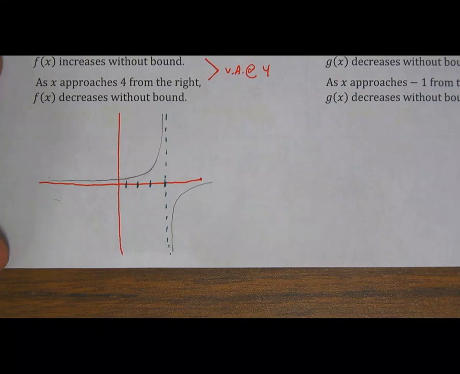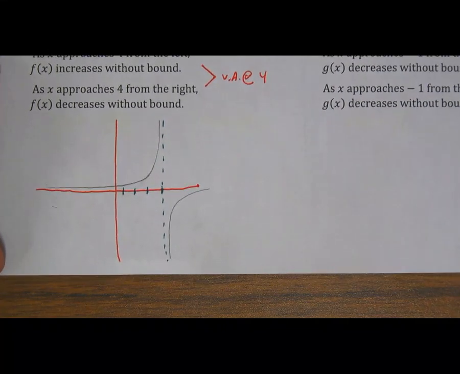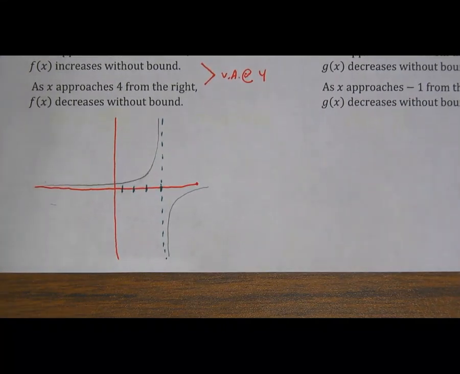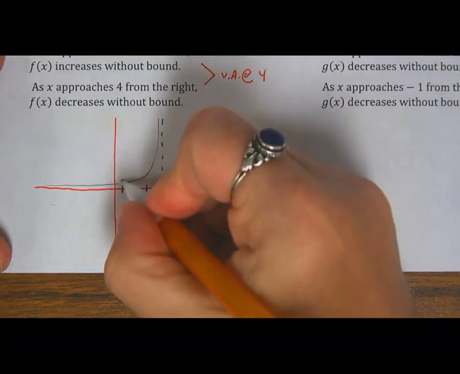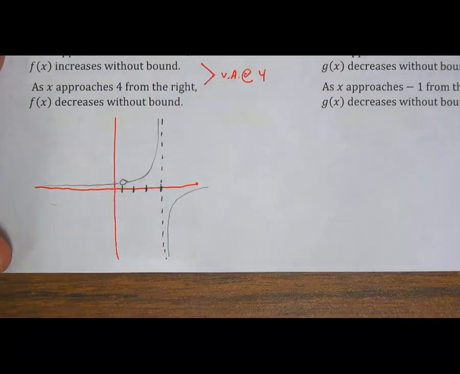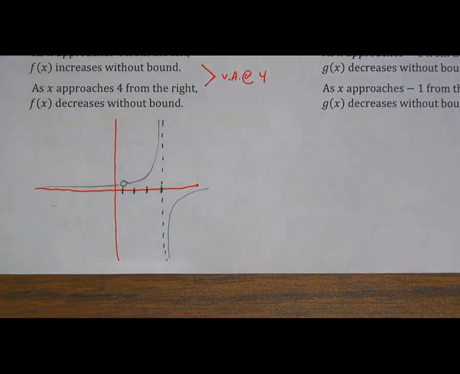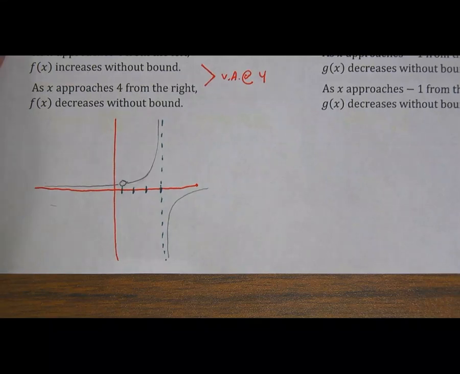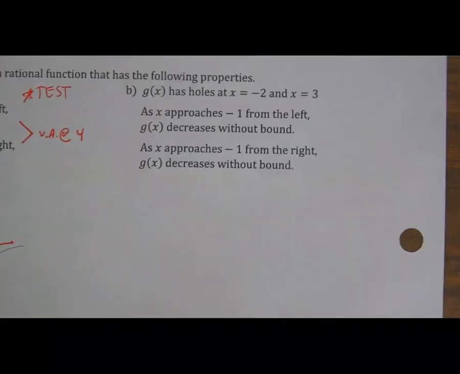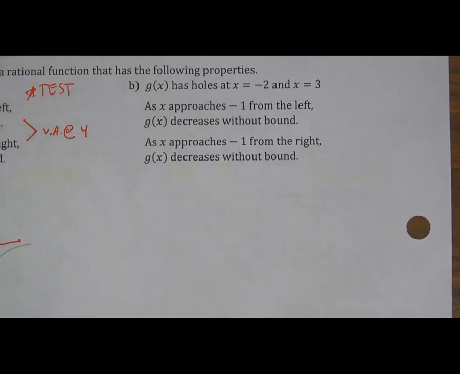Now, let's address the fact that we have a hole at 1. All I'm going to need to do is take my eraser and just erase a little section of the graph and put an open point there. That's it. That's the only information we're given, so that's the best we can do. Those really aren't too terrible. You can do B. Do B also.